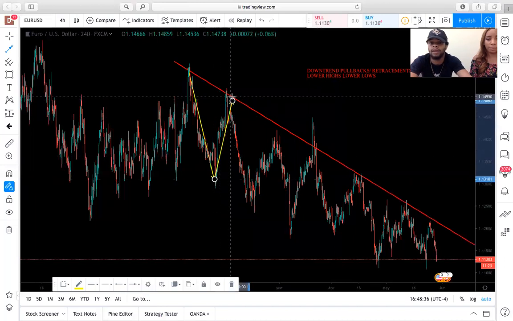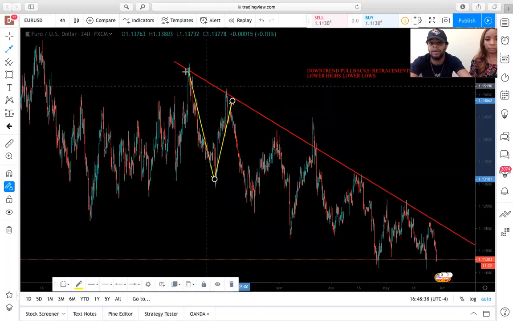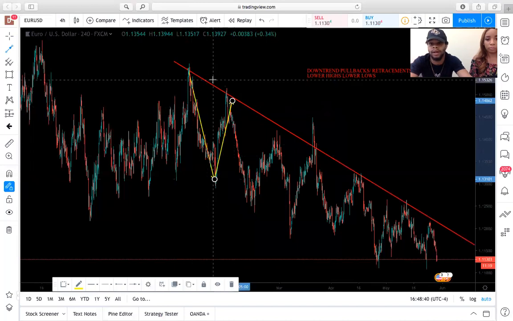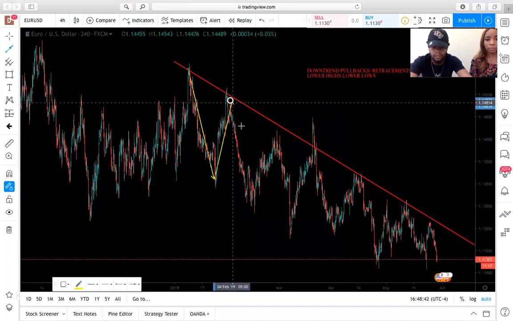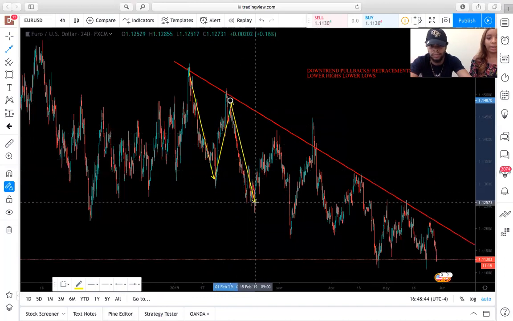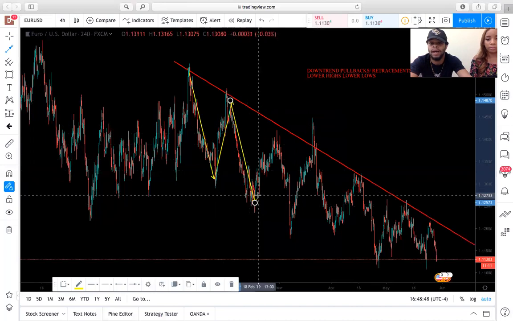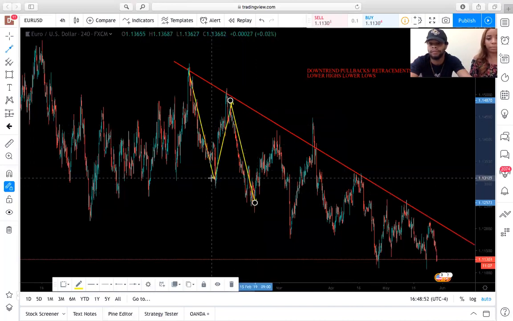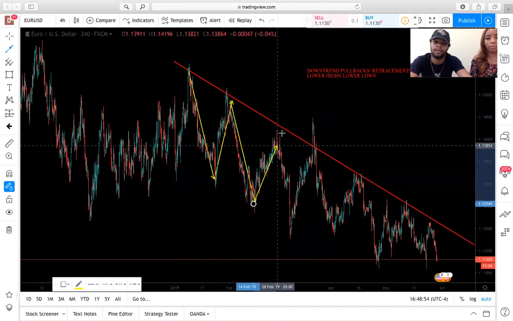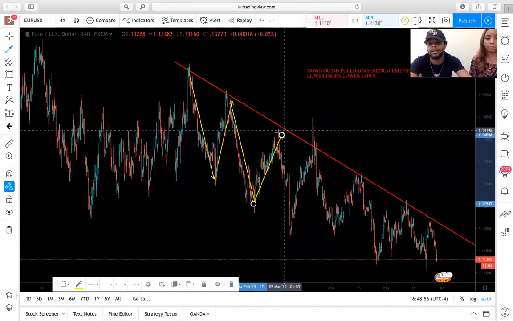It's a lower high. This high is lower than the previous one. So now it's coming down again. It's selling like the downtrend told us. It got tired. This lower low is lower than the previous low. And pullback. This high is lower than this previous high.